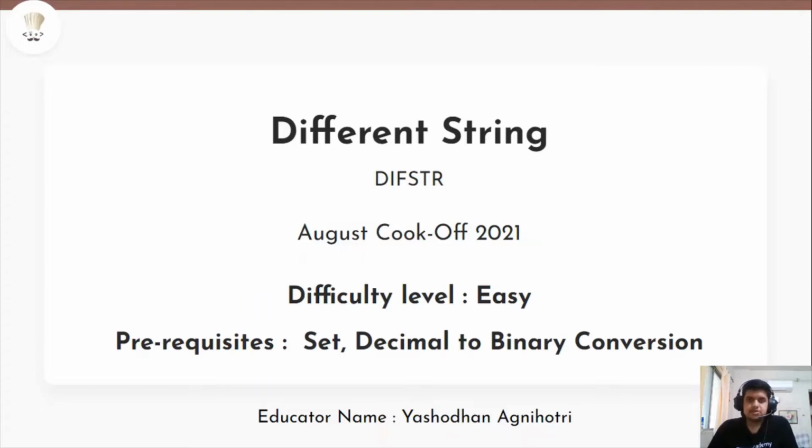Hi guys, so the problem in discussion today is from the recent August Cook-Off and the problem name is Different String. The difficulty level of this problem is easy and its prerequisites are set and decimal to binary conversion. Now let us read the problem statement.